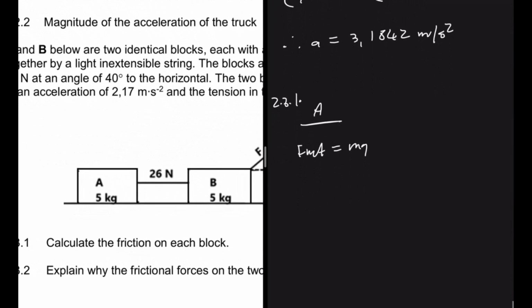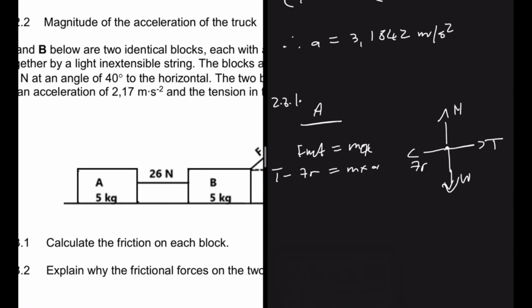So which forces are acting on block A? We have the tension, which is pulling it to the right. And then we have the frictional force, which is opposing. The normal and the weight, which we're not interested in, but anyway, they are acting on our object. So we're going to have the tension minus the frictional force equals the mass multiplied by the acceleration. The force that is pulling the object minus all the forces that are opposing is equal to ma.